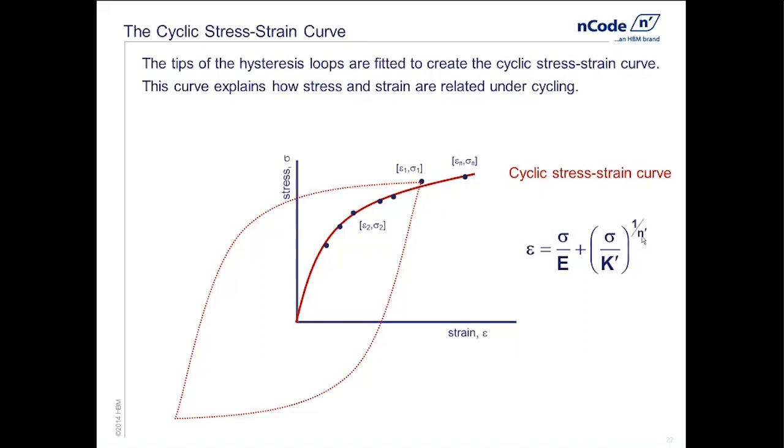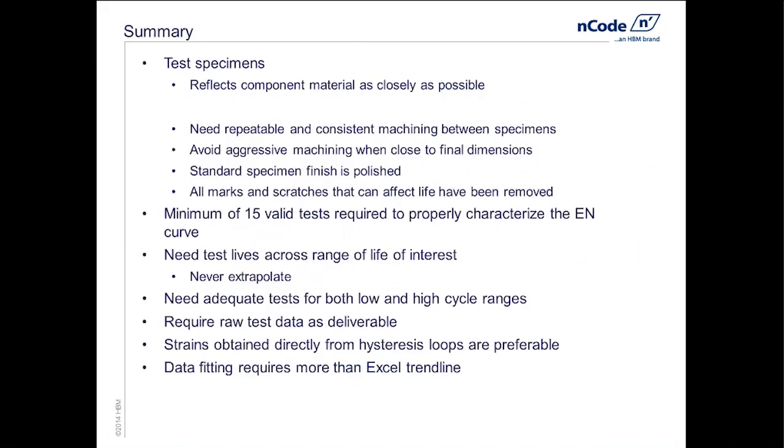And n prime is the slope of the curve, and k prime is the intercept at a strain of 1. So with the cyclically stable stress-strain curve and the strain-life curve, we now have enough data to go off and do a crack initiation fatigue analysis.